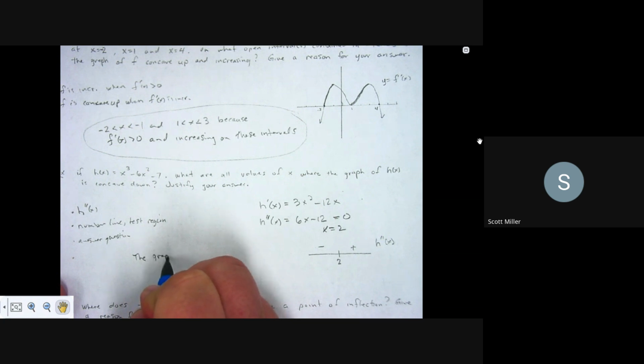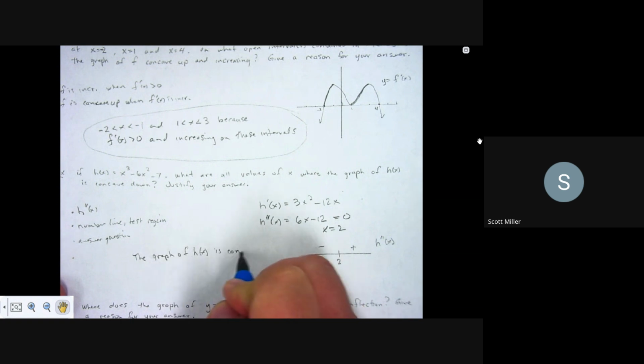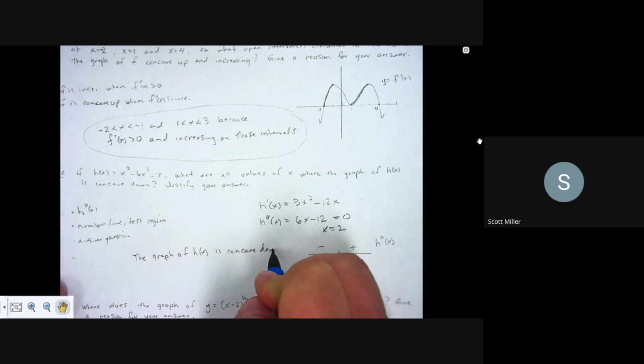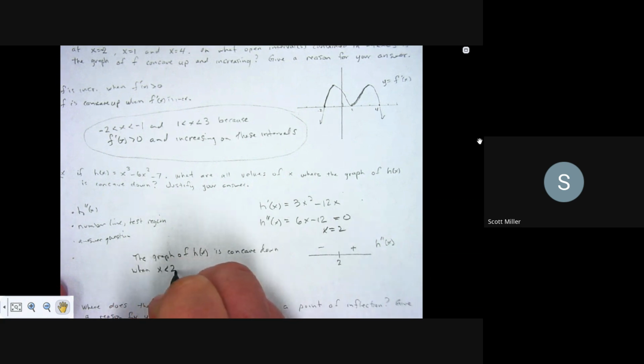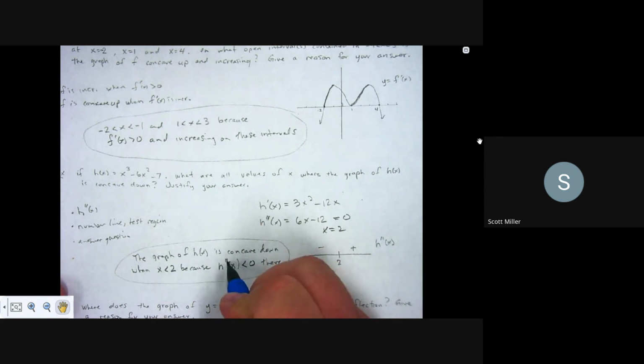The graph of h is concave down when x is less than 2 because h double prime of x is less than 0 there, so it's negative there. That was how I determined my answer, so that's how I would write it. And since I can find h double prime, I can use that. If I can't find h double prime, I can't really talk about this. I'd have to use it like I did up here, using the first derivative.